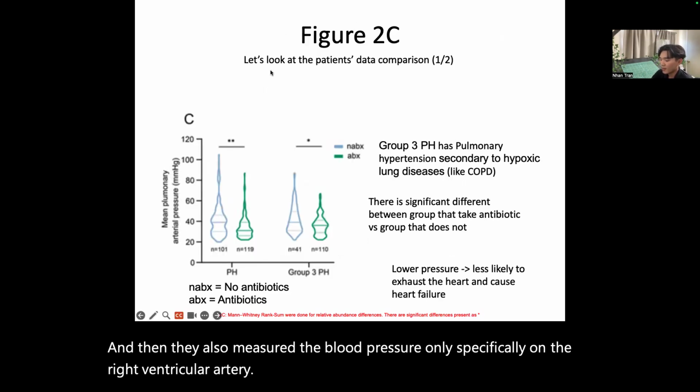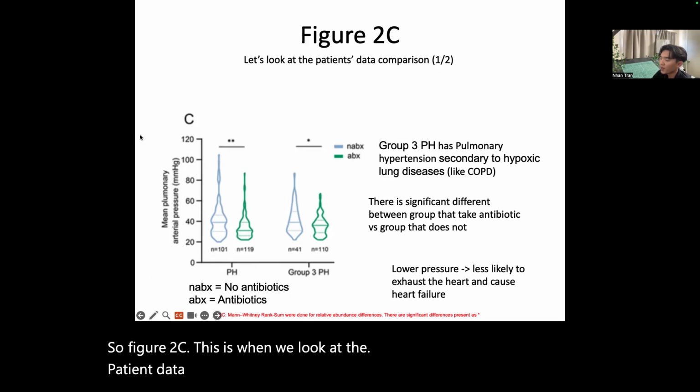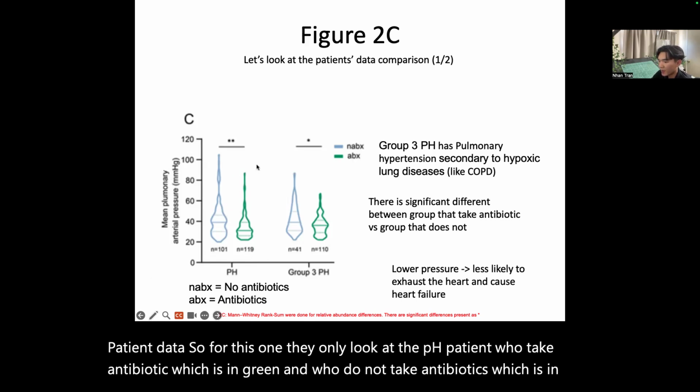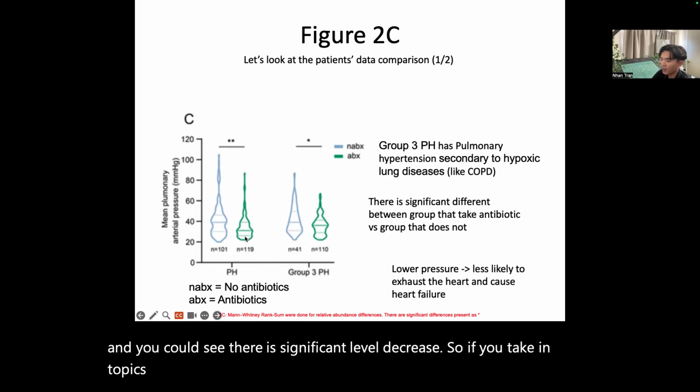So figure 2C, this is when we look at the patient data. For this one, they only look at the PH patients who take antibiotics, which is in green, and who do not take antibiotics, which is in blue. And you can see there is a significant decrease. So if you take antibiotics, it will lower your blood pressure.